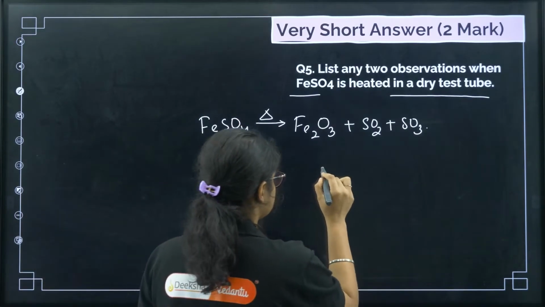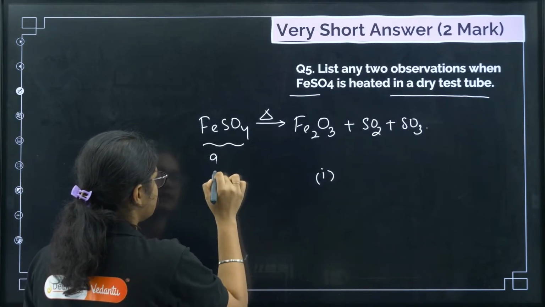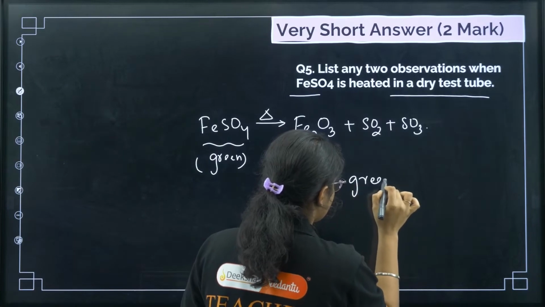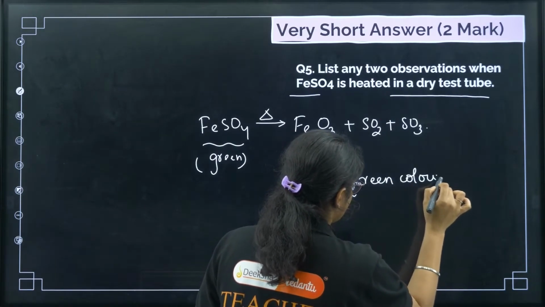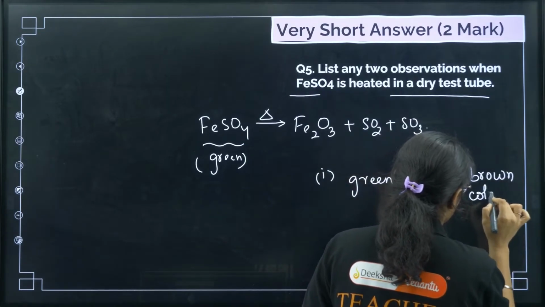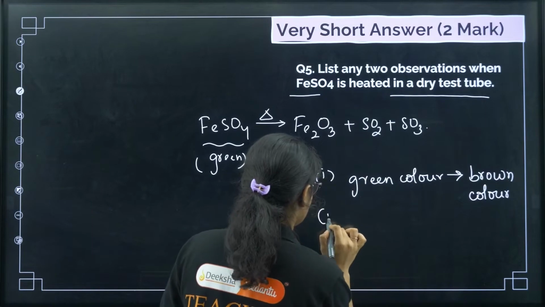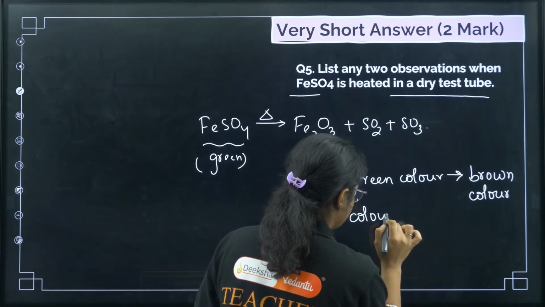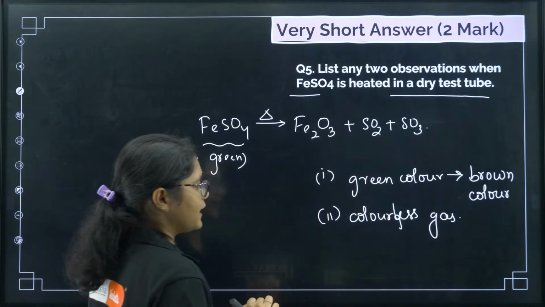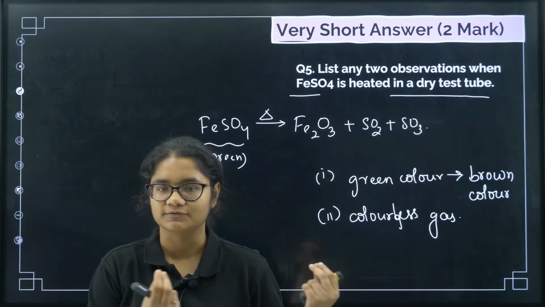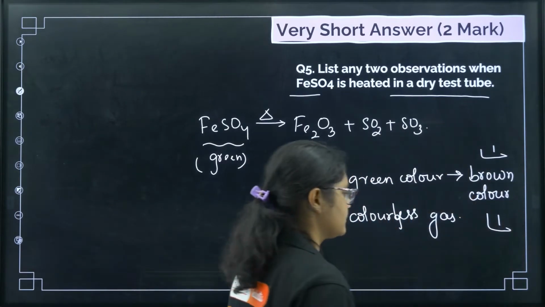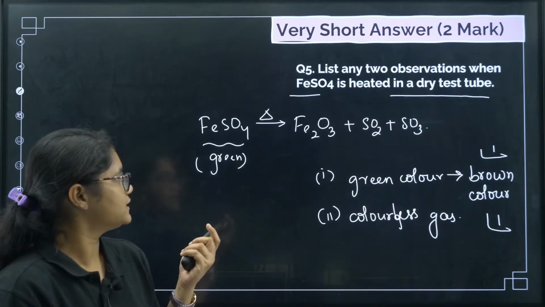So the first change is that FeSO4 is a green color compound, so you can write the green color changes to brown color. Next, you can write colorless gas is observed. If you are writing these 2 points, you will get 2 marks for this question easily. This will carry 1 mark and this will carry 1 mark. Clear? Now let us move towards the next question.